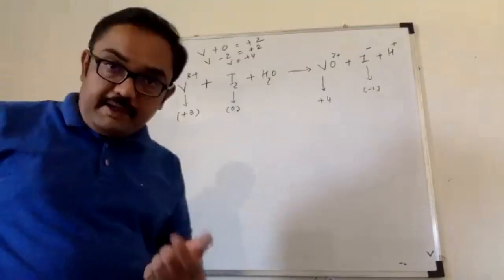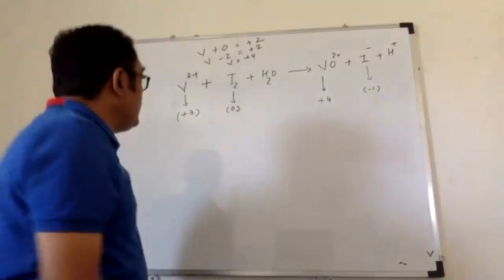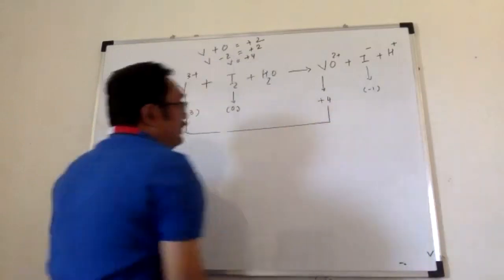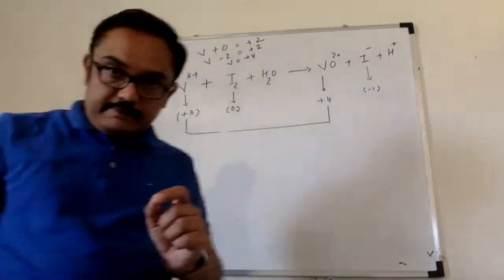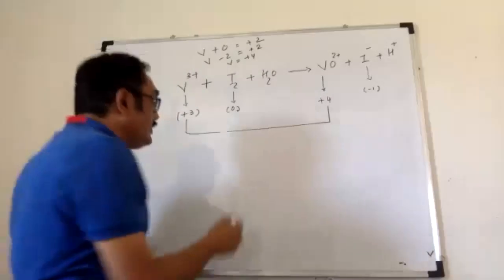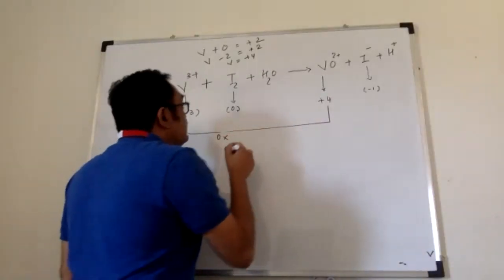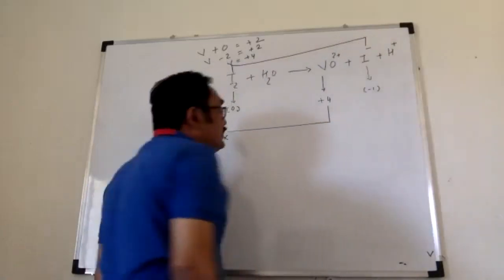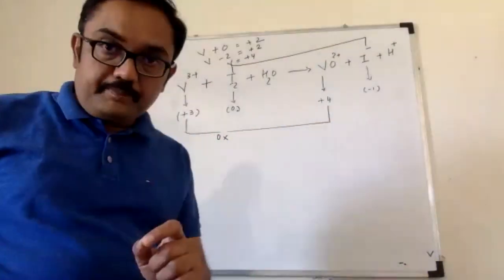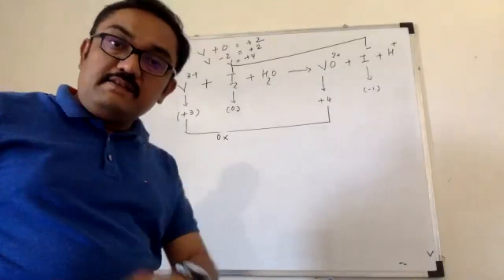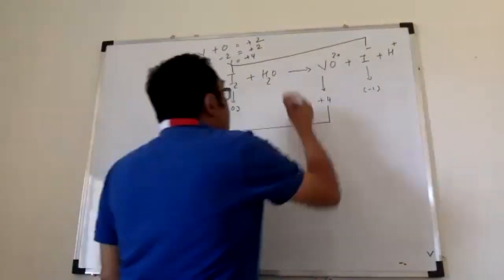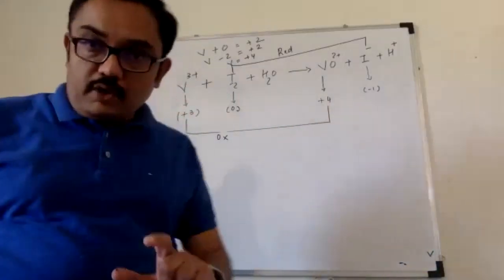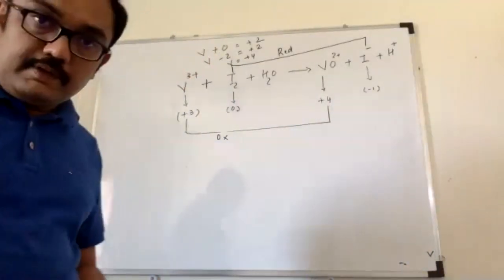Then we will identify our reduction half and the oxidation half. The vanadium has gone from plus 3 to plus 4, so that is our oxidation half. Label this as the oxidation half as vanadium increases. The iodine has gone from 0 to minus 1, so iodine decreases here. Label this as the reduction half. So we have figured out the oxidation half and the reduction half.